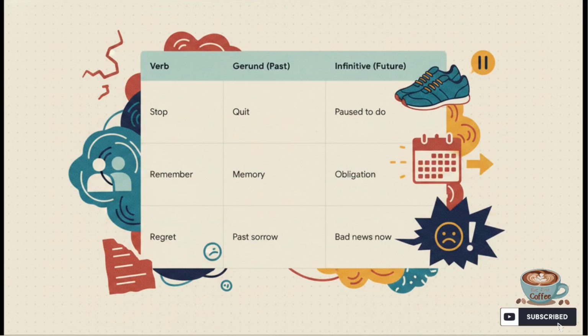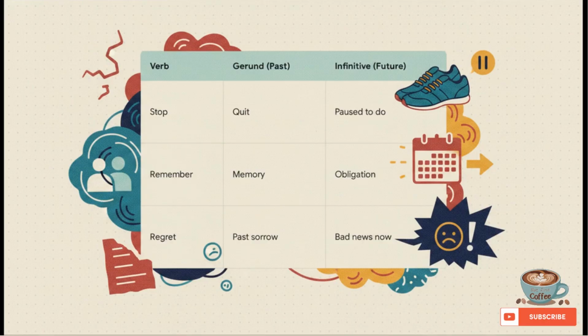Let's look at the verb stop. If you use a gerund, it terminates the past activity. I stopped drinking. That means you quit permanently. But the infinitive signals a future intention. I stopped to drink. This literally means you paused whatever you were doing in order to take a drink of water. Huge difference, right?